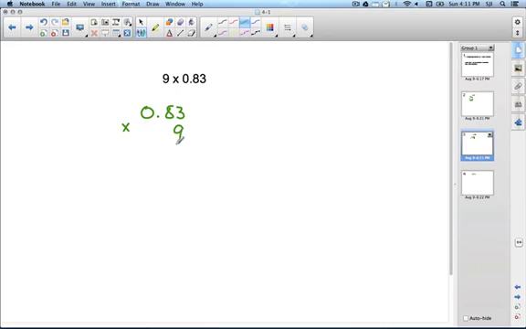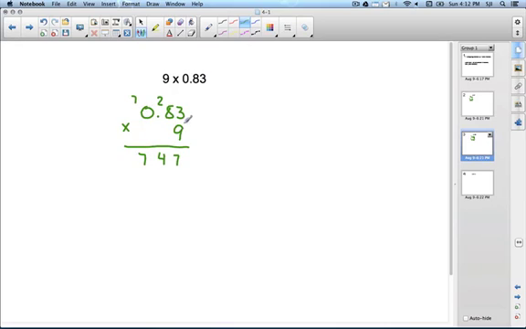Notice when I'm writing these, I'm lining them up. I'm lining up my numbers. I'm not lining up the decimal points like when you add or subtract. I'm just lining up my numbers. Now I'm going to go through and multiply. 8 times 3 is 27. So I'm going to put the 2 here and the 7 down here. 9 times 8 is 72, plus 2 is 74. So I'm going to put a 4 here and carry the 7. And 9 times 0 is 0, plus 7 is 7.